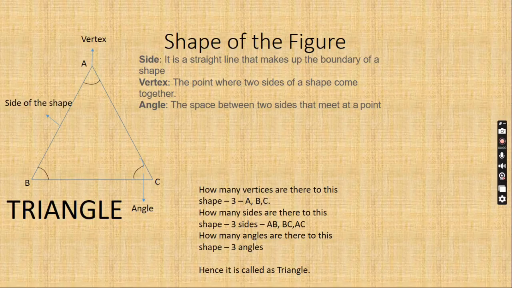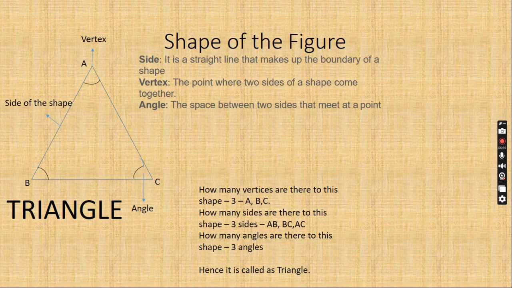The first shape is shown in the figure here, which has three distinct properties. These are side, vertex, and angle. Side is the straight line that makes up the boundary of the shape. That means the boundary of the shape is called a side. Then vertex, the point where two sides of a shape come together.